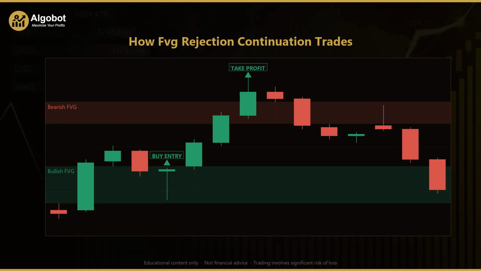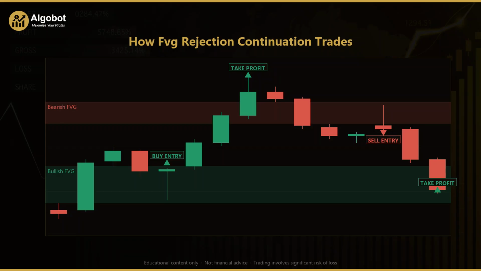Again, the EA waits patiently. Price rallies back up and pokes its high into the red zone, but the candle is rejected, printing a long upper wick and closing back down below the gap. That is the sell signal. The short entry fires. The stop sits just above the wick and gap ceiling, and price rolls over and falls to the take profit below. Two clean continuation trades, each built on a genuine rejection.